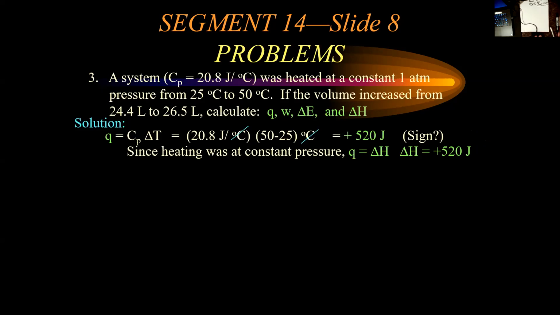The heat flow at constant pressure is which of the functions, E or H? That's right, it's H. Heat flow at constant pressure is H. I measured the heat flow at constant pressure to be plus 520 joules. So that's also the value of delta H. Now, what's the work? Well, it's P times delta V. So the pressure was 1 atmosphere, and it changed from 24.6 to 26.5.